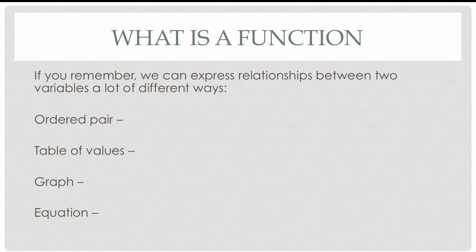All right, so what is a function, right? That's a lot of our theme for this week. If you remember, we can express relationships between two variables a lot of different ways. We can express it as an ordered pair. For example, 3, 5. That point means when x is 3, y is 5. I can make a table of values, right? We can make our x and our y values, make a little table, pick some points, 6, 9, 12, and we can represent a relationship between our two variables that way.